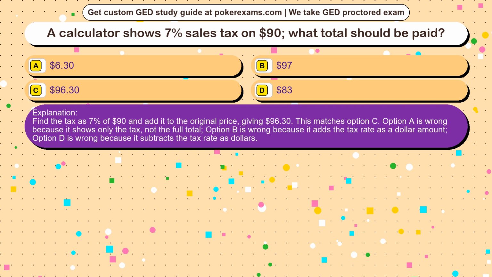This matches option C. Option A is wrong because it shows only the tax, not the full total. Option B is wrong because it adds the tax rate as a dollar amount. Option D is wrong because it subtracts the tax rate as dollars.